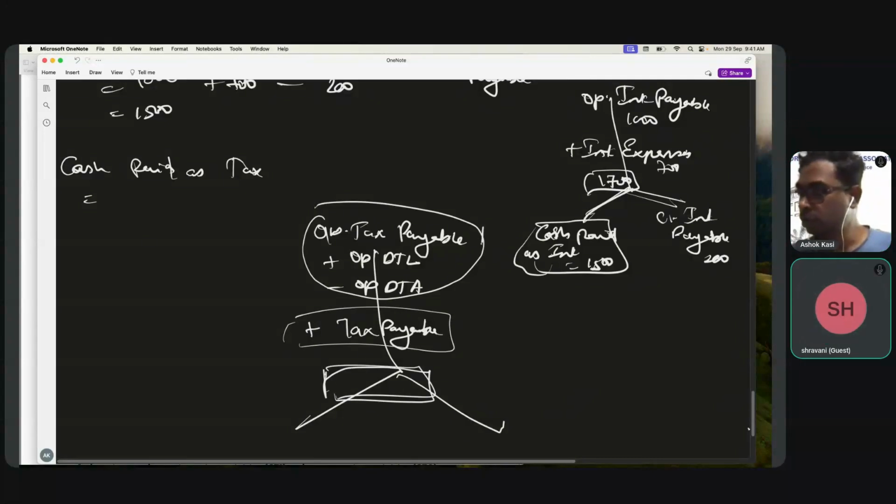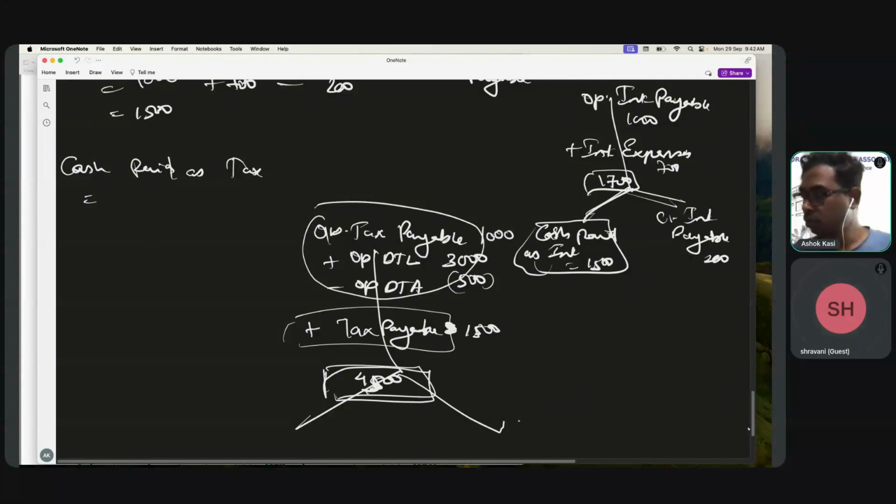And then this will give us the total. So let's say this is 1000. Opening deferred tax liability is let's say 3000. Deferred tax asset is 500. So it will be 3500. And then tax payable this year is, let's say, 1500. So how much is the total? 4500, correct? Yes. 4500 is the total.